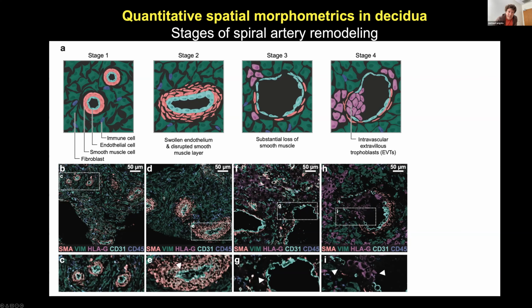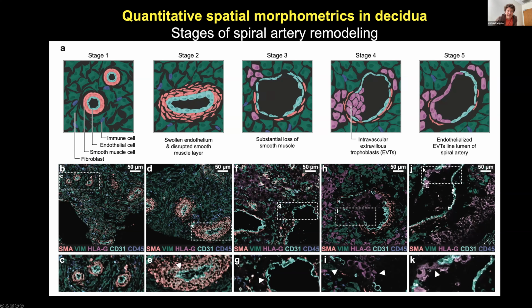And you can also start to see these purple cells, which are the HLA-G positive cells. You can see here that they're starting to displace the maternal endothelium, and the vessel's gotten bigger. And then finally, with stage 5, the vessels are very, very large, and you've now gotten near complete loss of smooth muscle, and the majority of the maternal endothelium has also been displaced.